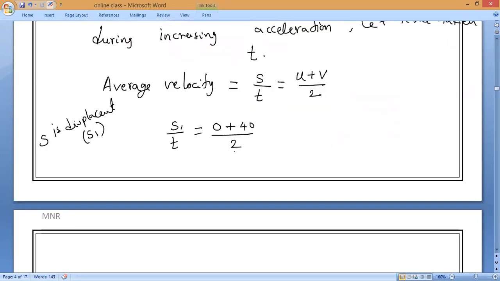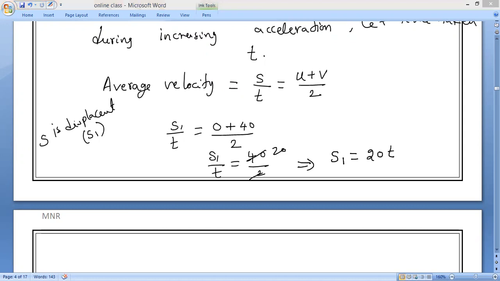Now S1 equals to what will come? S1 by T, which is equals to 40 by 2. So 40 by 2 means how much? That is 20, sir. 20. Yes or no? So from this, T is in division, it will come to this side. What will T division become? 20T. Any doubt?